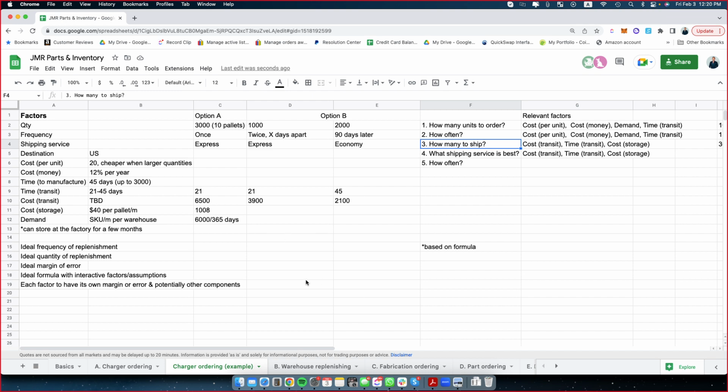So this was just a quick example on the charger ordering. I think it's the most complex one because it has the biggest amount of factors that have to be taken into consideration. It's going to be a lot easier with the demand calculation for replenishment of parts at the warehouses, parts that are being fabricated, etc.